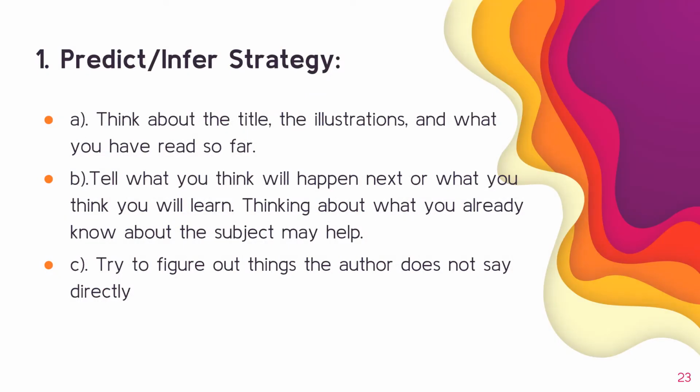So the first stage of the process is called the predict or infer strategy. How does this strategy work? You simply think about the title. Look at the title, look at the illustrations, graphs, tables, charts, whatever, and what you have read so far, and think about what you think will happen next or what you think you will learn. Thinking about what you already know about the subject may help you. Try to figure out things the author does not say directly.